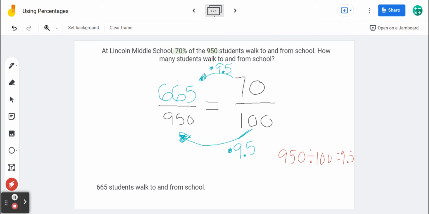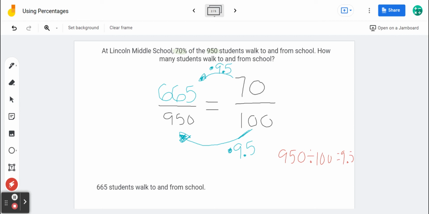But let's connect these fractions. Notice this says 100% is 950. So out of all the students, 950 would be 100%. And 665 is 70%. So the numerators and denominators are connected. If I asked you what's 100% of the students, you would tell me 950 is 100%. If I told you what is 70% of the students, you would say 665 is 70%. So these fractions, these ratios are connected.